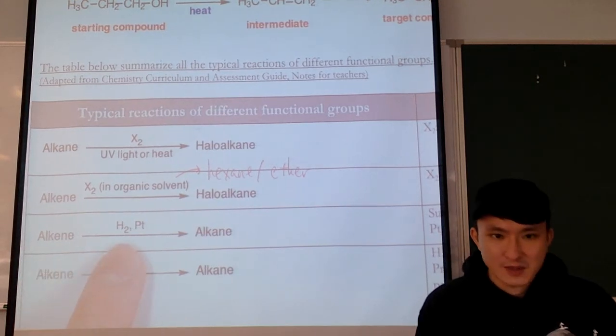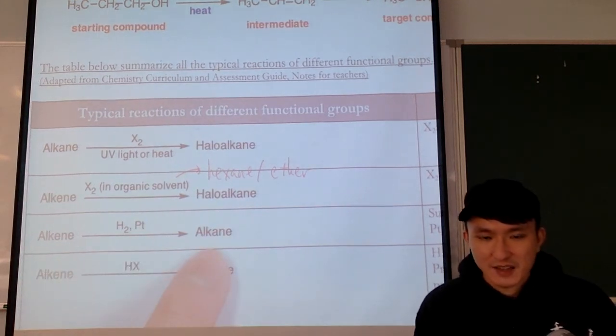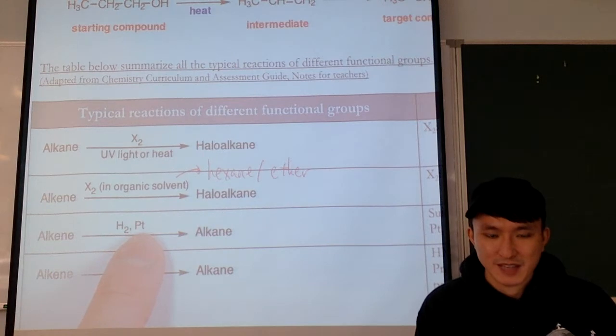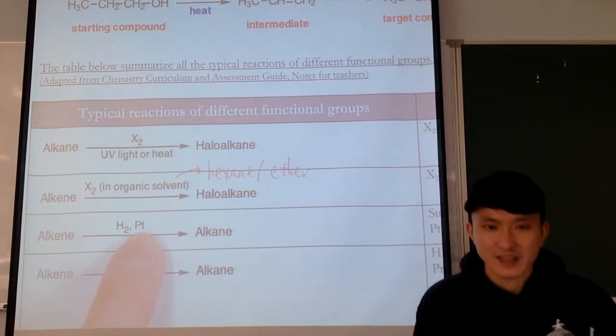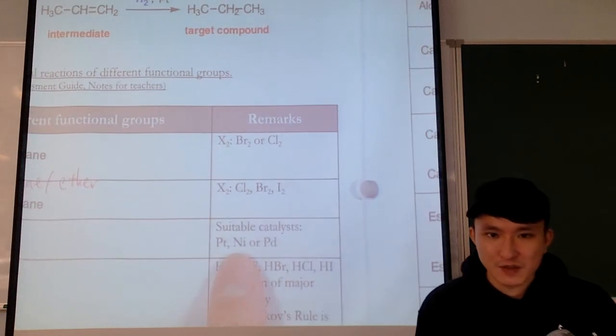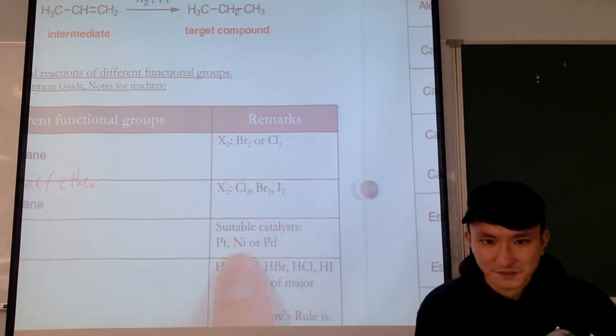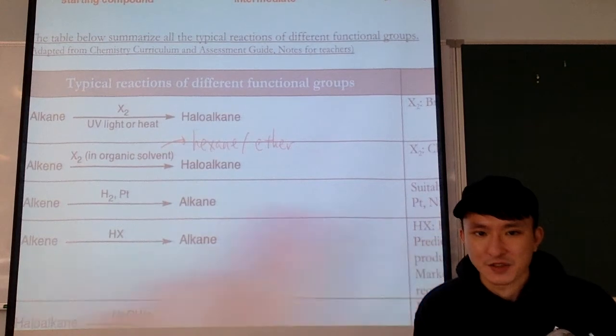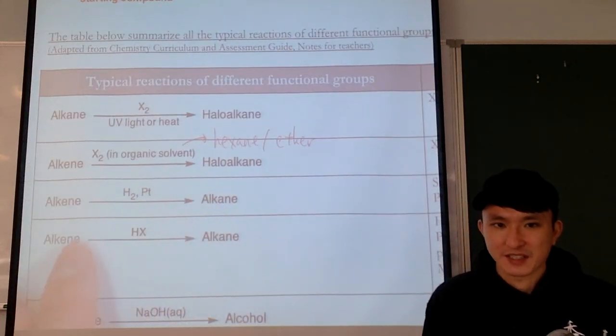Alkene can also react with hydrogen to form alkane. So remember, if you use platinum as a catalyst, you don't have to heat it. If you use nickel, you have to heat it, okay? So you see, we have a couple of different suitable catalysts, okay? But my advice is you use platinum because you don't have to heat it, okay?